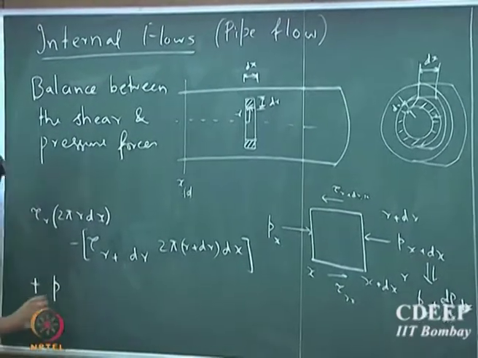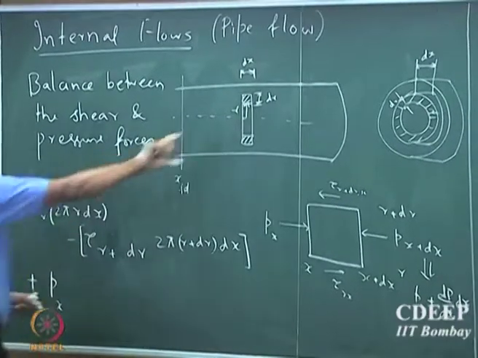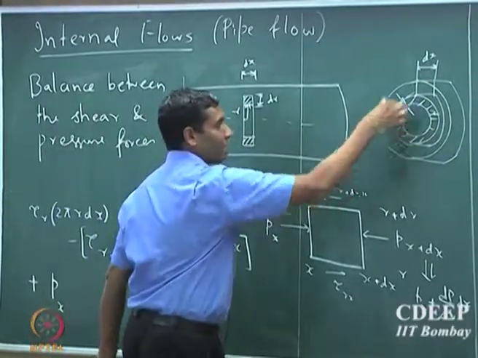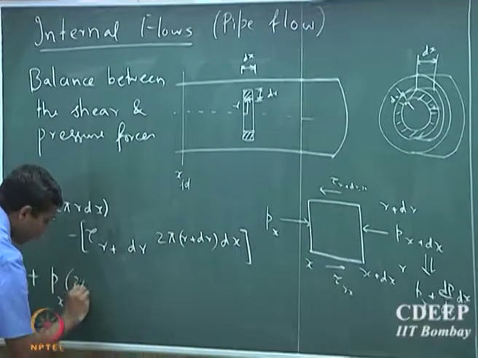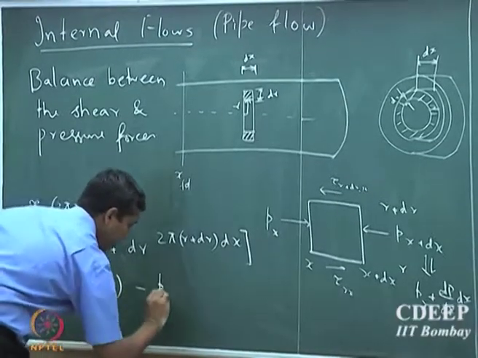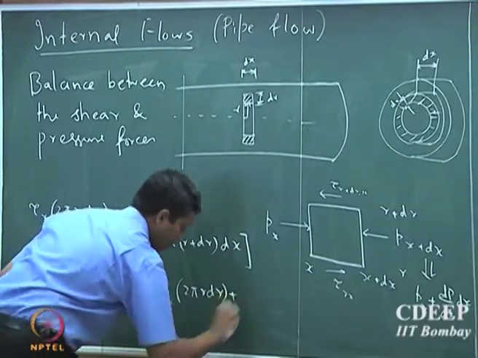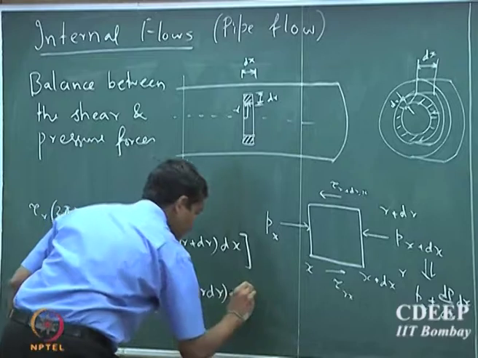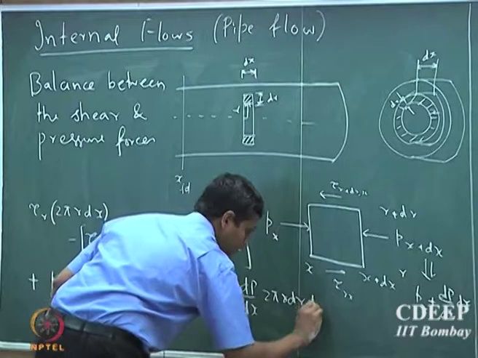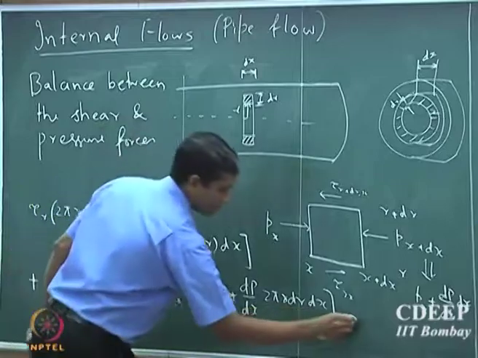Plus I can write the pressure forces. What is the area at which it is acting? 2 pi r dr. So note that it is an annulus, right. So 2 pi r dr is the area of this annulus shell. So that will be Px into 2 pi r dr, minus P x plus dx, that is Px into 2 pi r dr plus dP by dx into 2 pi r dr into dx. So that should be equal to 0 under steady state.